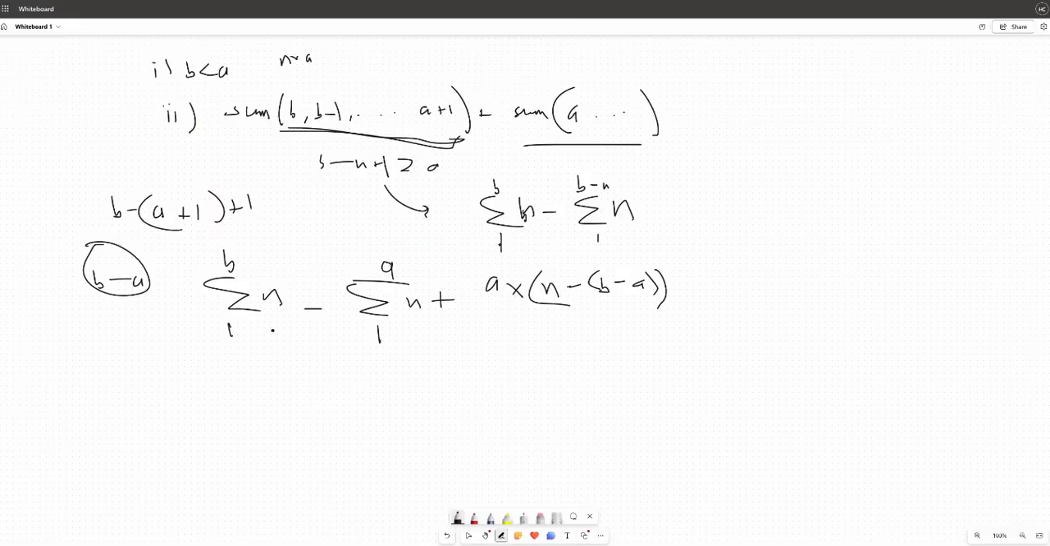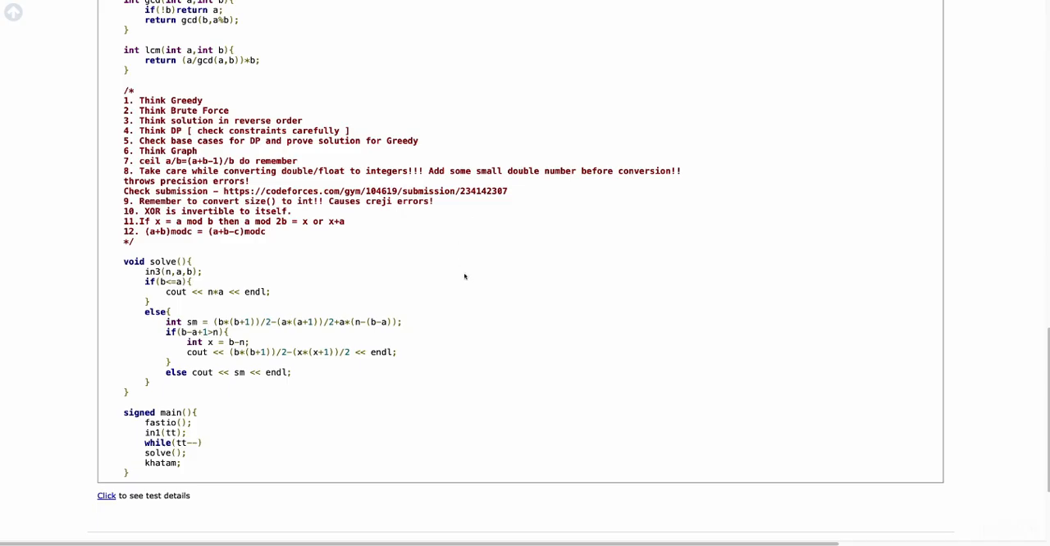We have taken this summation from 1 to b minus 1 to a plus a times n minus b minus a. See, it's b into b plus 1 by 2 minus a into a plus 1 by 2 plus a into n minus b minus a. This is the sum we will be taking.